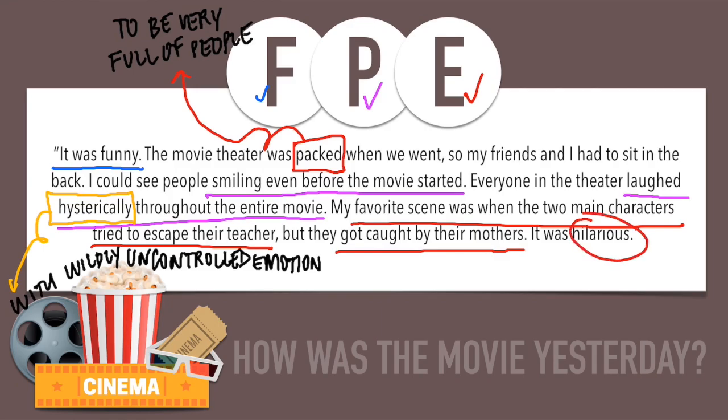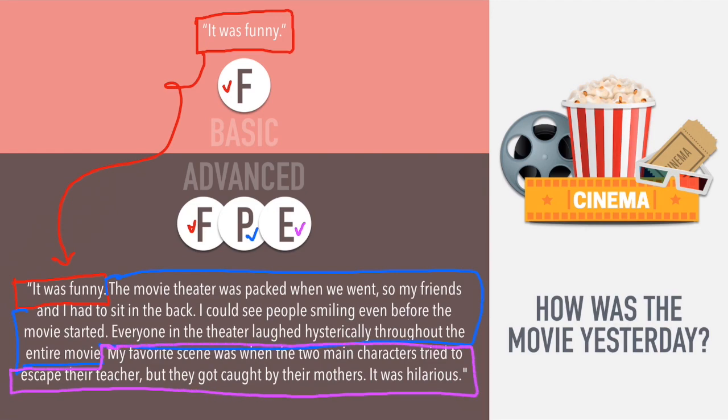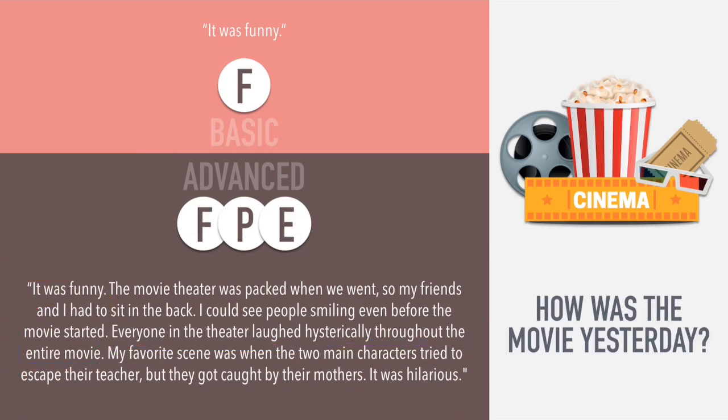Now, again, let's look at the comparison between our basic response and now the advanced response. So again, the basic response was, it was funny, the fact. But now this becomes the foundation for our advanced English response, the fact. And again, we gave our proofs, the movie starting right there, and then we continued all the way down here for our proofs when we talked about the other people at the theater. And we got more detailed with the example when we said what the favorite scene was from the movie. All right, that gave us the advanced response. Okay, now let's look at the next one.